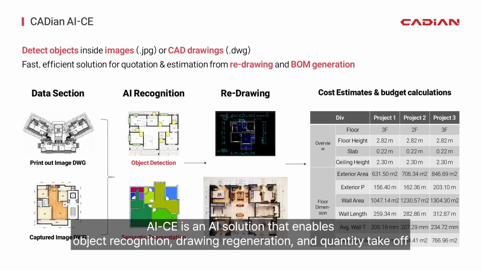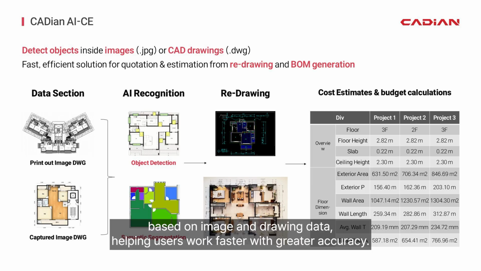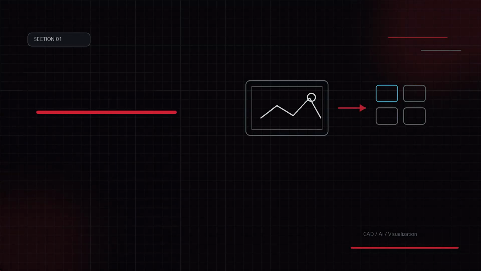AI-CE is an AI solution that enables object recognition, drawing regeneration, and quantity takeoff based on image and drawing data, helping users work faster with greater accuracy.